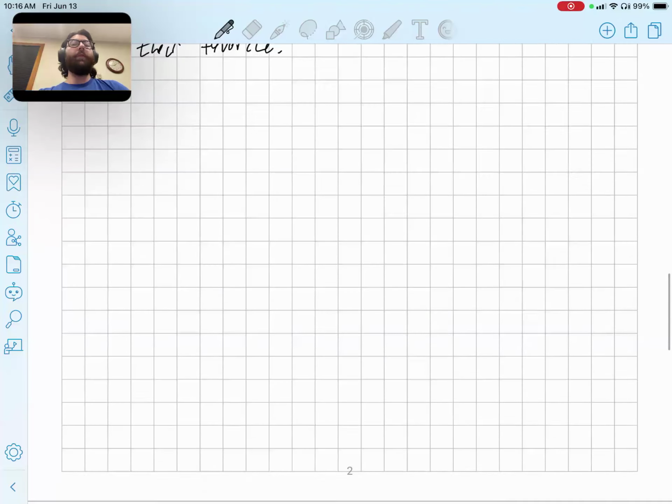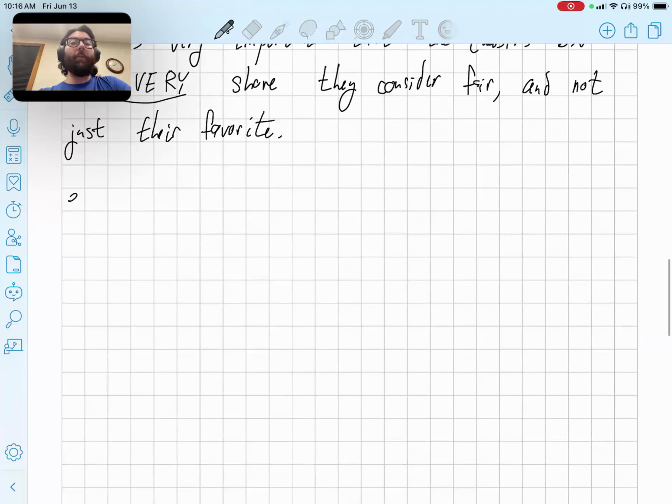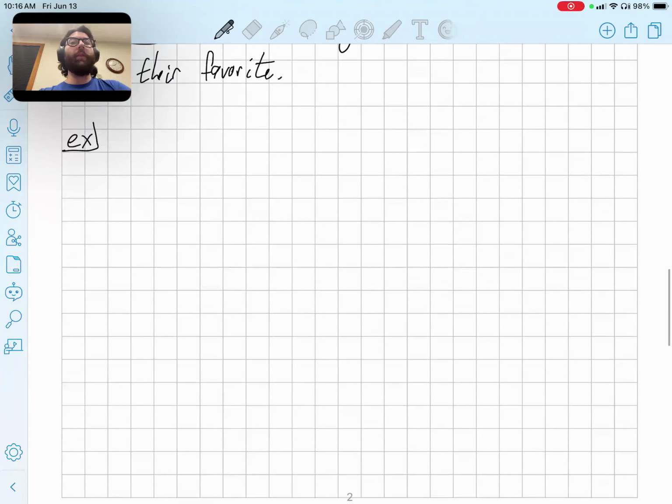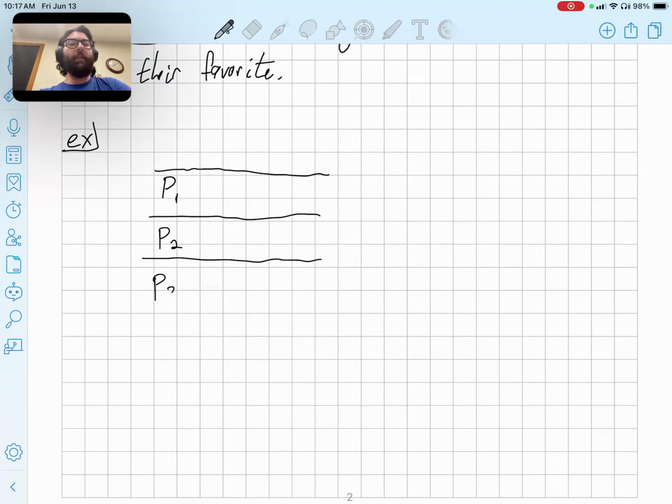Okay, so let's do a quick example. We'll see a lot more examples, but let's just do a quick one right now. Usually how this is going to go is we're going to have 3 players and we're just going to see all their values. So P1, P2, and P3, and we have S1, S2, and S3, the 3 shares.